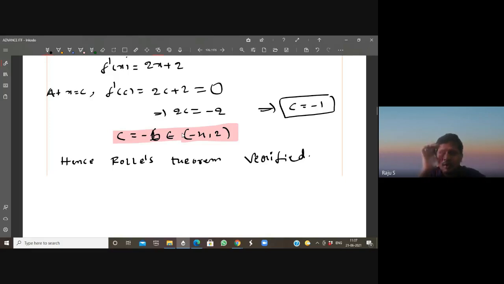First, we have to find the C value. If the C value belongs to the interval, then we can say that it is verified. If the C value does not belong to the interval, we can't say it is not verified.